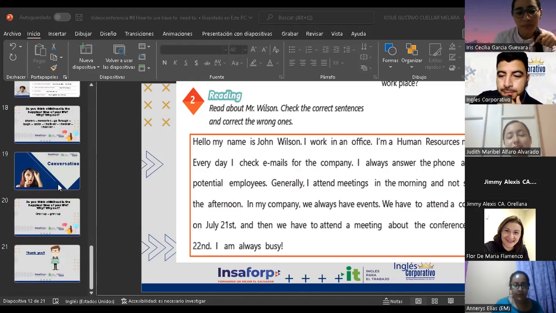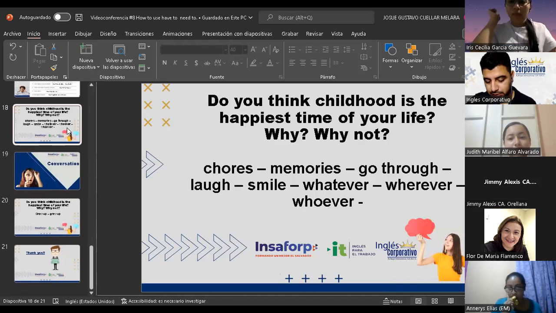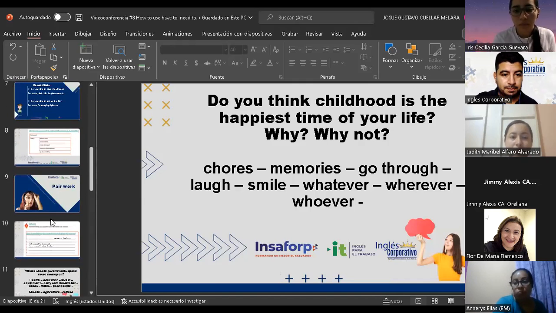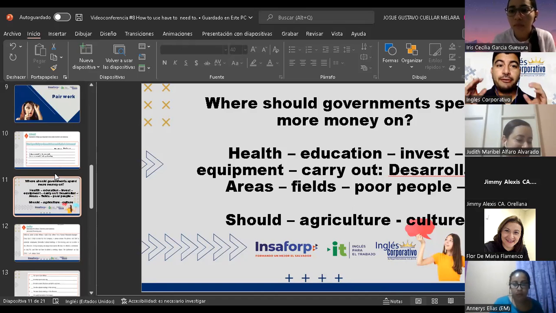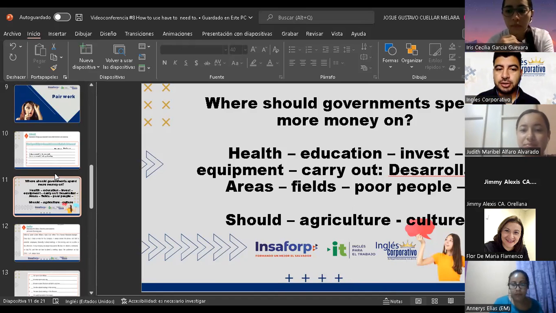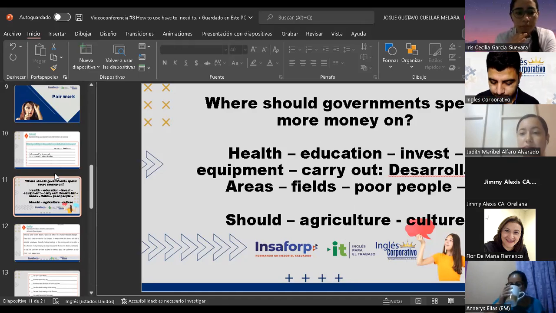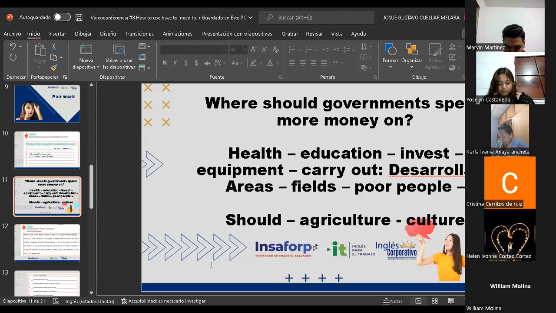Okay, my friends, let's continue. Here we have this. Ah, no, we're missing the other one. Where should the government spend more money? Let's take advantage of Iris, who is ready. Okay, Iris, what's your opinion about this? Governments have resources, maybe limited, but they have them. I think the government should invest more money in education. However, it's not convenient for them to have an educated population. That is one of the reasons why we change our situation. Okay, very nice. Thank you.